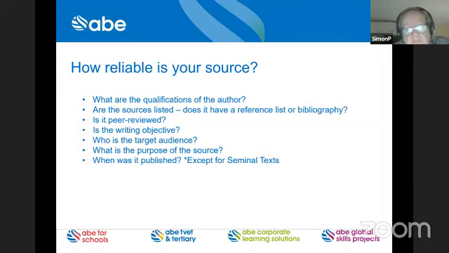So, which is not necessarily to act as a suppression of new ideas, but it is a process by which what you might call howlers are ironed out prior to publication. Is the writing objective? Is it balanced? Is it looking to prove or disprove or refute a hypothesis? And then think about who the target audience is.